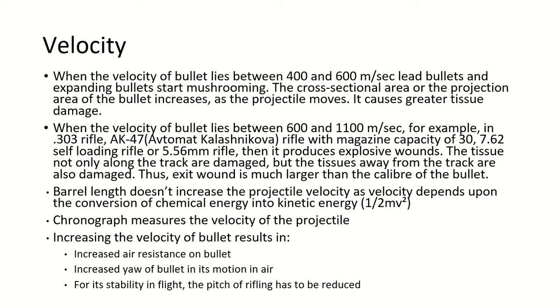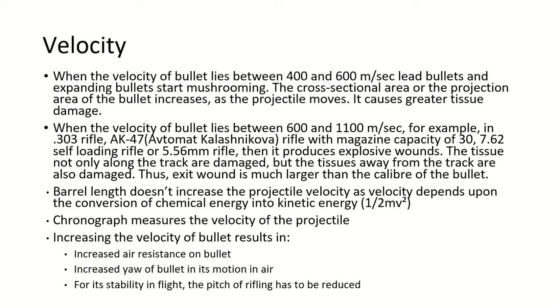Now the effect of velocity of the bullet. When the velocity of the bullet lies within the range of 400 to 600 meters per second, lead bullets and expanding bullets start mushrooming. The cross-sectional area or the projection area of the bullet increases as the projectile moves, and it causes greater tissue damage. When the bullet velocity is 600 to 1100 meters per second, in case of the .303 rifle, AK-47 rifle with a magazine capacity of 30, 7.62 self-loading rifle or 5.56 mm rifle, it produces explosive wounds.